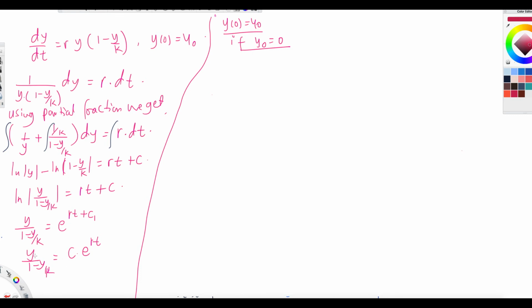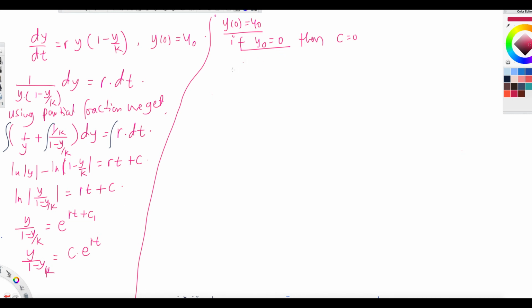Because y at 0 will be 0, right? If y at 0 is y0 equals 0, then in this case you will get c equals 0. Then this will be 0 over 1 minus 0 over k, so it will be e to the r times 0. So you will get c equals 0. When c is 0, then you will get y equals non-zero times 0, right?